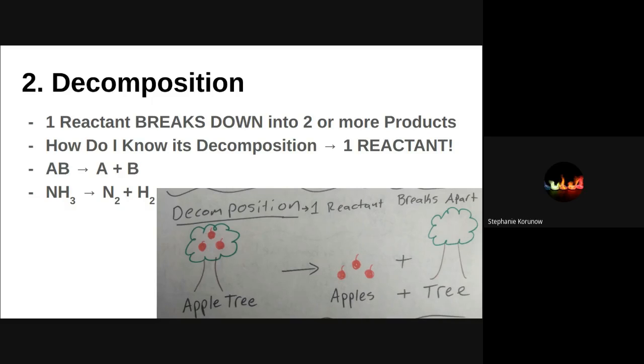So here for our little code, we have AB produces A plus B. So that's split up. Or ammonia, NH3, produces N and H, so nitrogen and hydrogen. In my little comic example here, I have an apple tree, and I've removed the apples. So now I have apples plus a tree. So I've broken it down into smaller pieces. So decomposition, we have one thing, one reactant breaking down into 2 or more products.